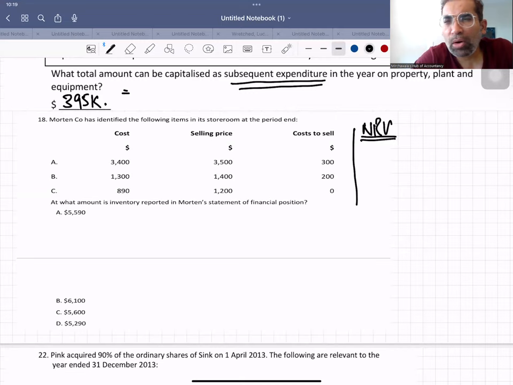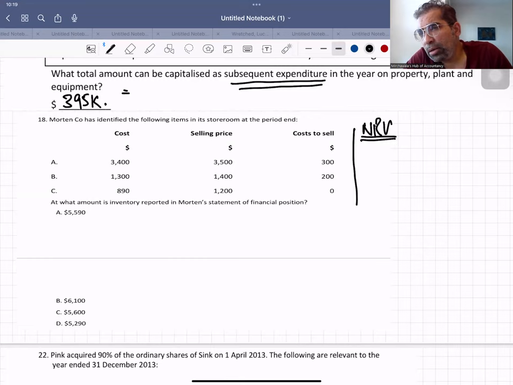Now, look at the screen. You have three products and three different costs. Obviously, for three products, three costs, three selling prices and three costs to sell are available. So definitely for each and every product, you need to check it separately.